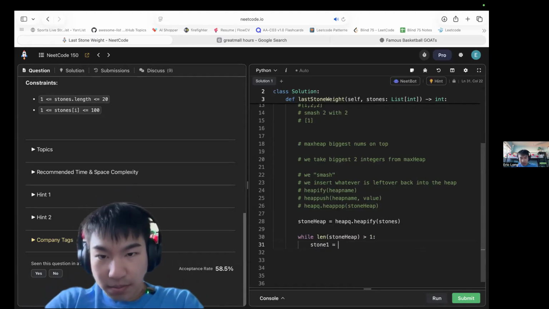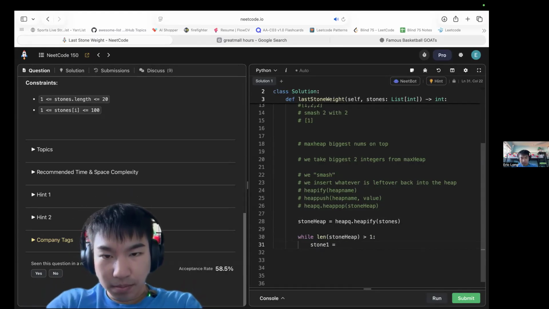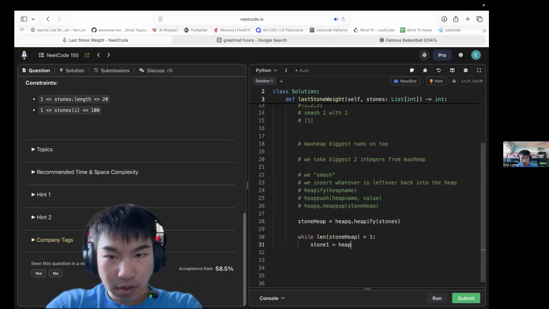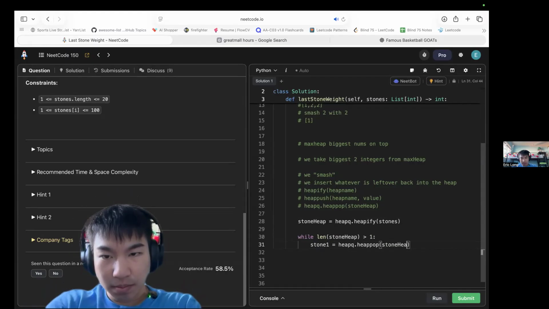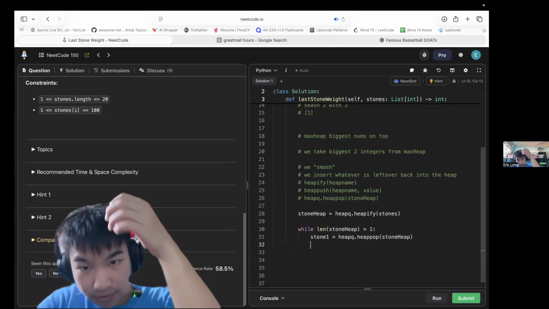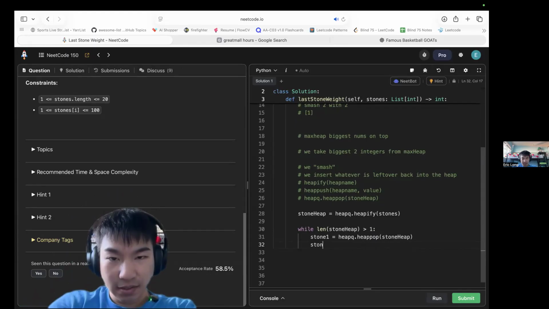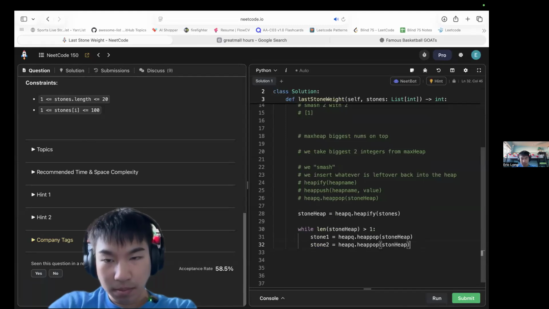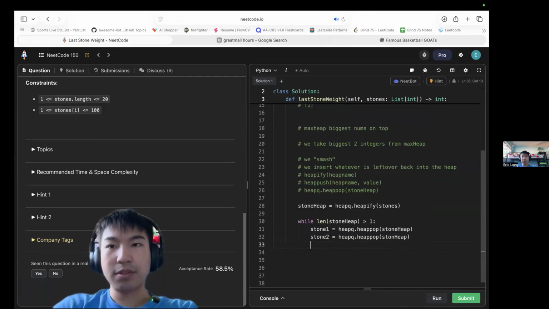Stone one is equal to stone heap. No. heapq dot heappop from stone heap. Okay, that's the first stone. Let's go ahead and get our second stone. Stone 2 is equal to heapq heappop, stone heap. So now we got the first two stones from our heap.